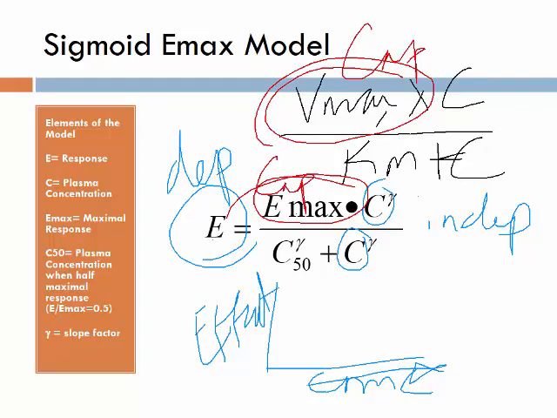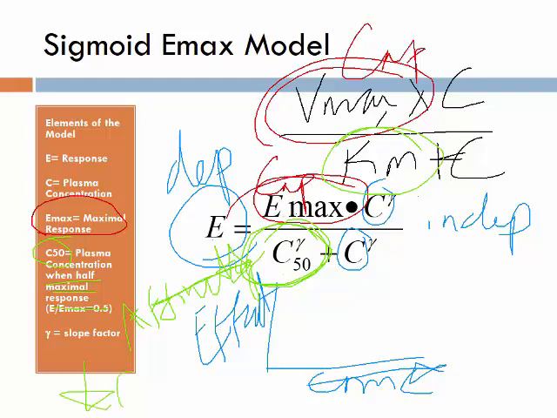How many sites do we have available for our drug to bind to cause effect? So what's the maximal effect? Emax is the maximal response. So it's the capacity of our system. And also then we have Km. Km is the concentration where we're at half Vmax. And C50 here is the plasma concentration when we've reached half our maximal response. So it's the same exact thing. So this is our affinity, isn't it?